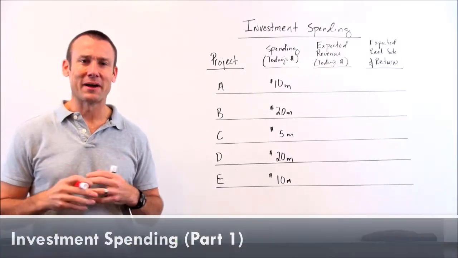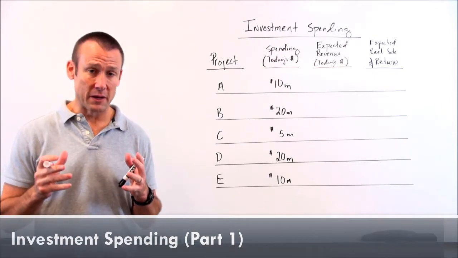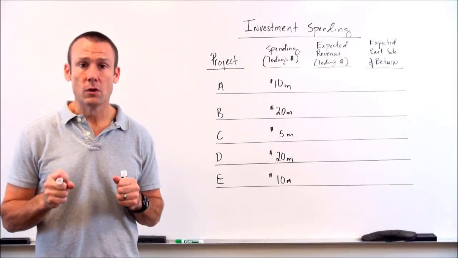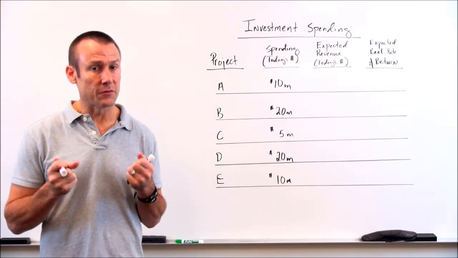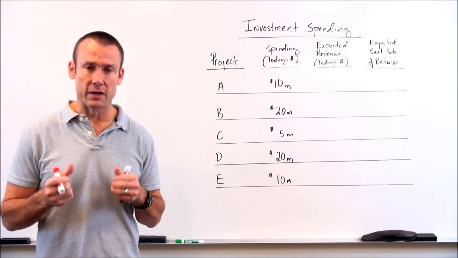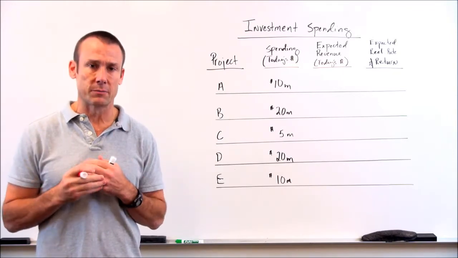Hey everybody, welcome back. We're about to talk about investment spending. Now I want to give a little context to this video. We're in Unit 3, and the main thing we're doing in Unit 3 is we're building out the ASAD model, okay? A model of aggregate supply and aggregate demand.